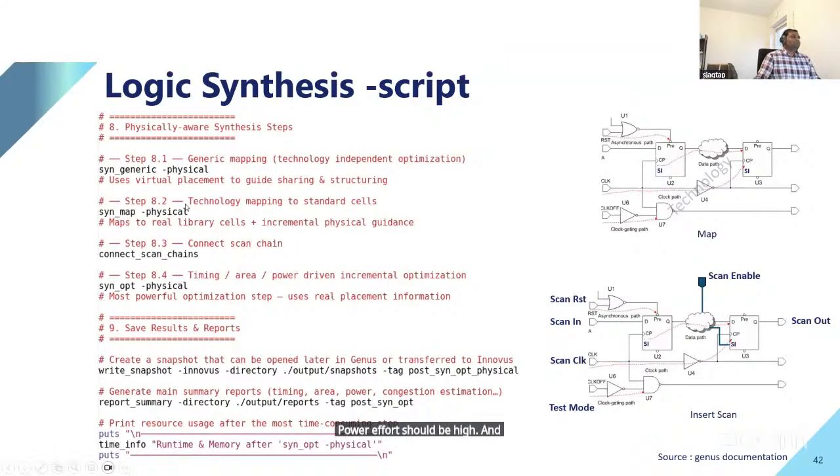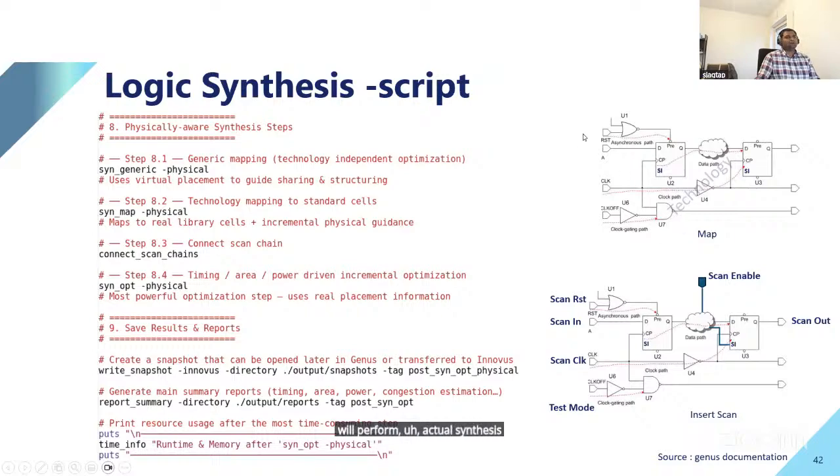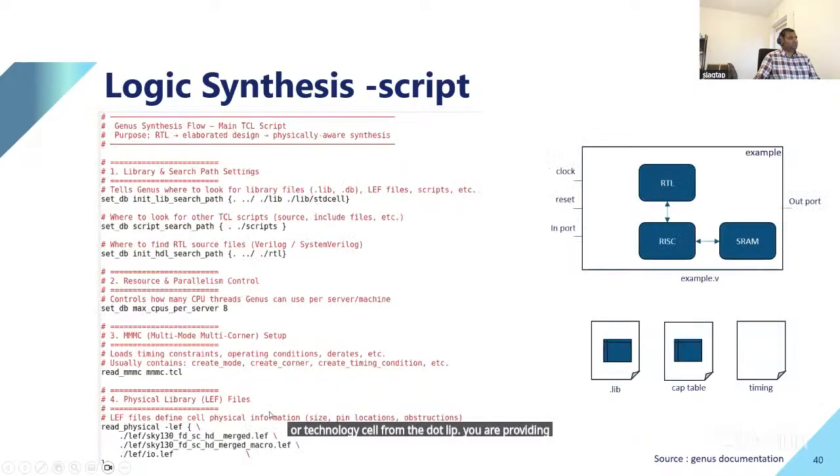And here it will perform actual synthesis using 3 commands. This synth generic will perform actual synthesis, where your RTL code will break down into logic gates, D flip-flops, ANDs, ORs, technology independent again. So up to this, it's not using any technology. Then synth map: those technology independent gates, it will map to a technology cell from the .lib you are providing here.